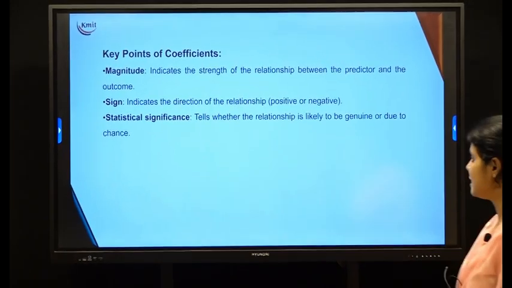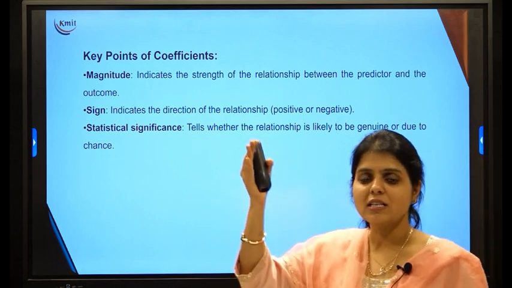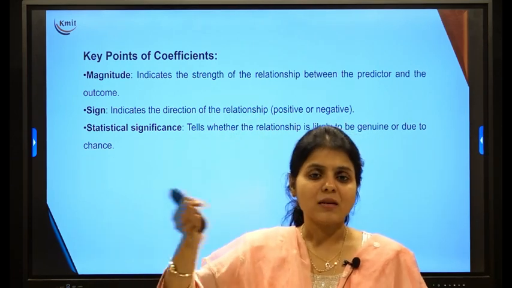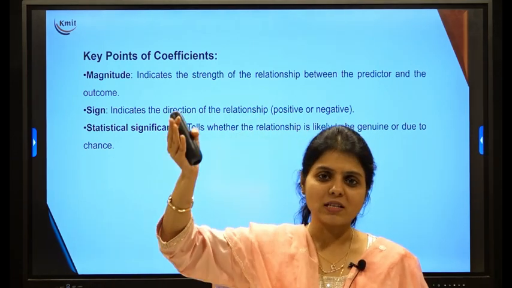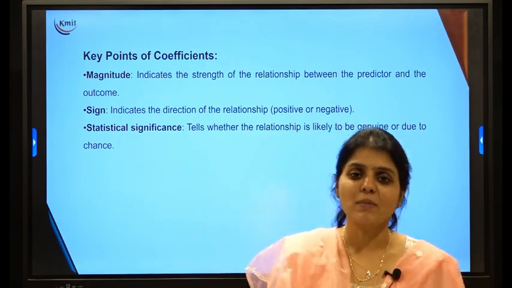Next is sign, which indicates the direction of the relationship, whether the input is increasing and the output is increasing or decreasing. Sometimes with input increasing, output also increases. With input decreasing, output also decreases or increases. So this is represented by sign.